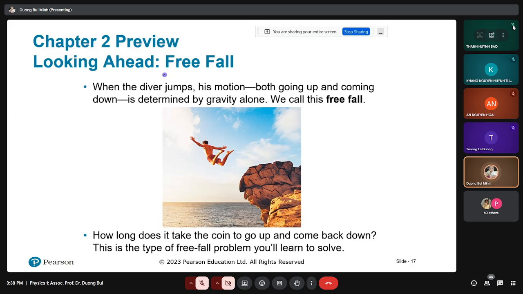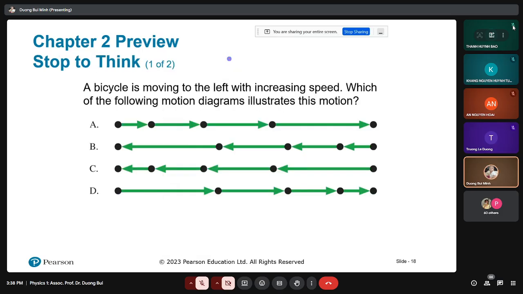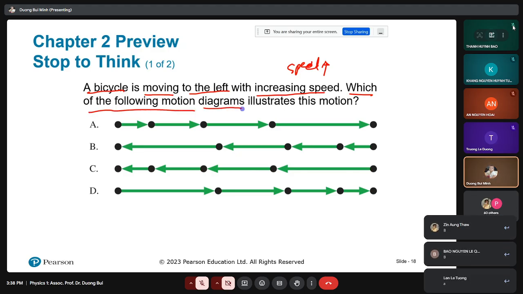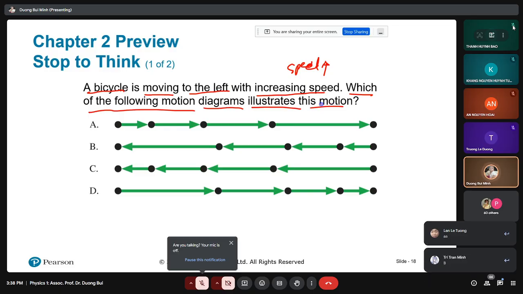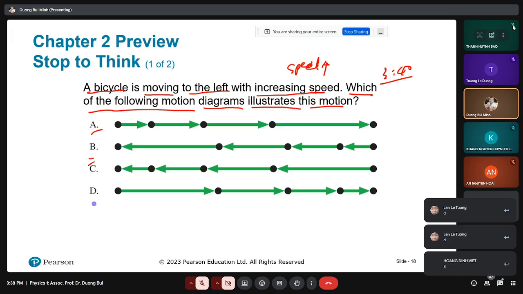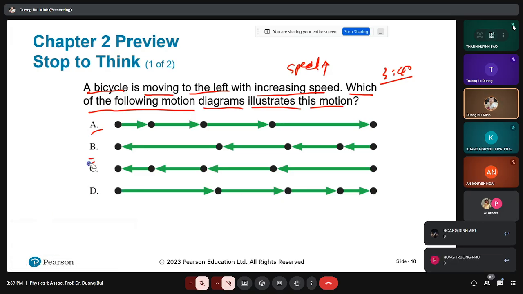We also discussed free falling objects. Now, multiple choice question again. Now we have a bicycle moving to the left with increasing speed. Remember, speed is increasing. So which of the following motion diagrams illustrates this motion? You need to answer these multiple choice questions: A or B or C or D. Okay, one minute.